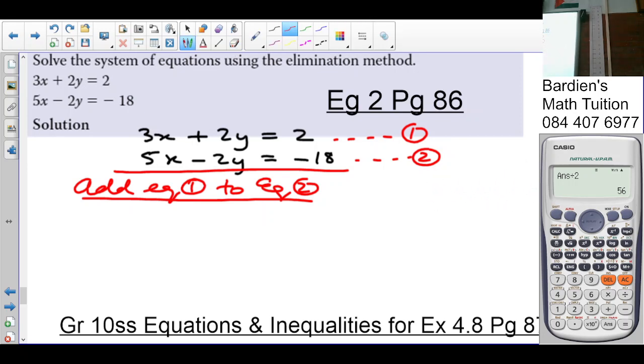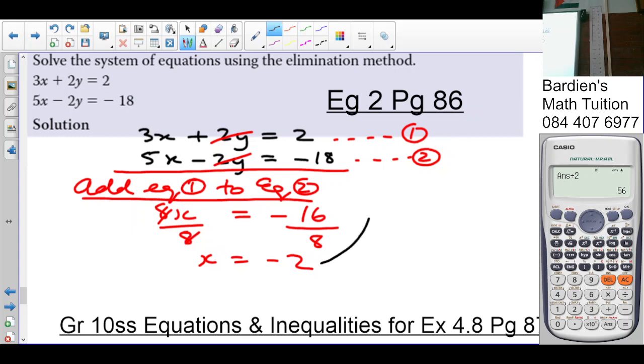So if we add equation 1 to equation 2, what is 3x plus 5x? 8x, not so? What's minus 2y plus 2y? Cancel. Equal to 2 minus 18, 16. Okay. Now what do we do? Divide. What was the next step? Solve for the variable, not so? So x is equal to... hang on. What do I do now? Substitute it back into equation 1. Okay, so do that quickly.